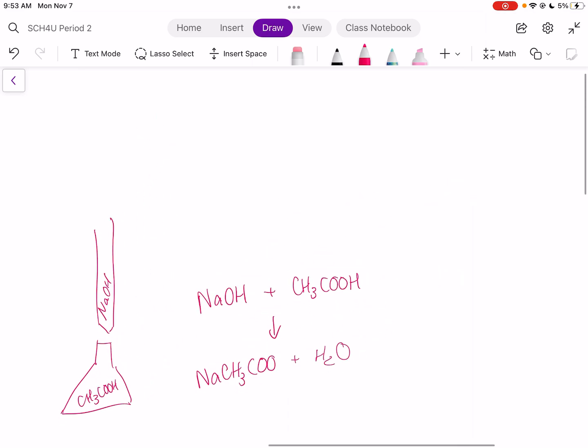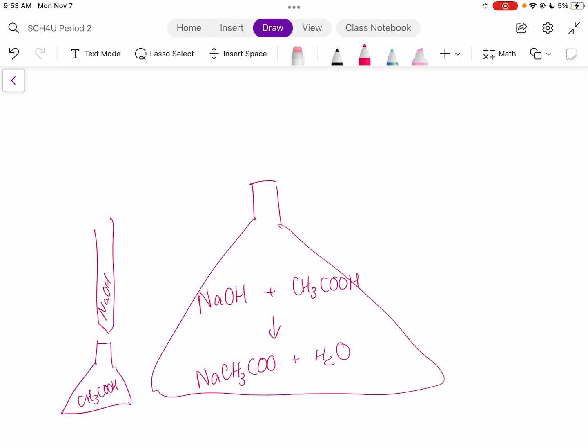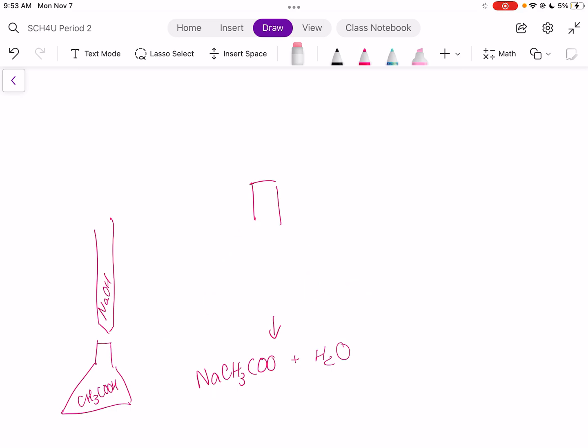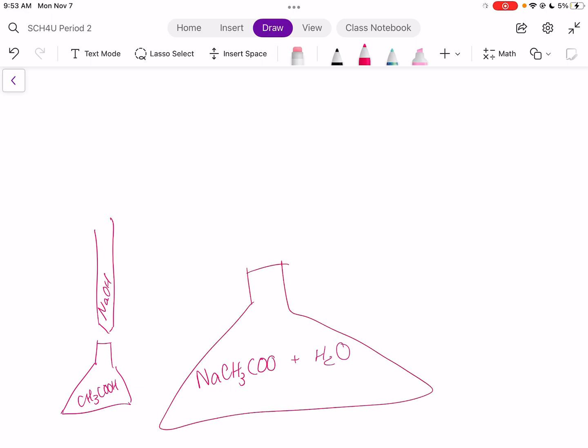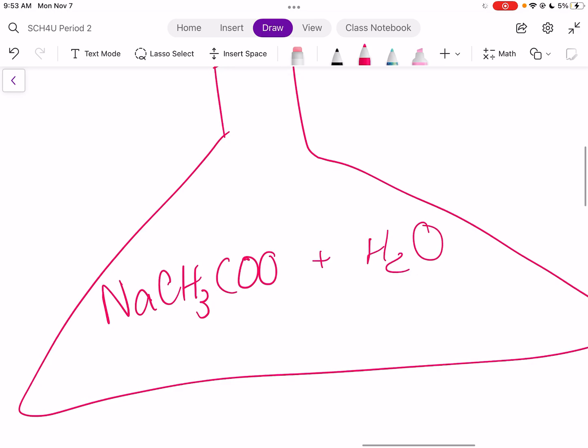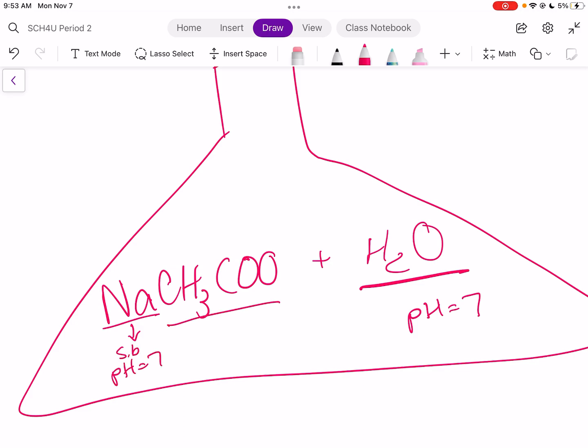So if this is what's in our Erlenmeyer flask, at equivalence, we're completely consuming both of our reactants. So all that's left over now is this in our Erlenmeyer flask. And we have to think about how each of these substances, as their ions, affect our pH. Water has a pH of 7. This comes from the strong base, so it's going to have a pH of 7. This comes from a weak acid. It's going to affect the pH. So I need to figure out what this is going to do to my pH.